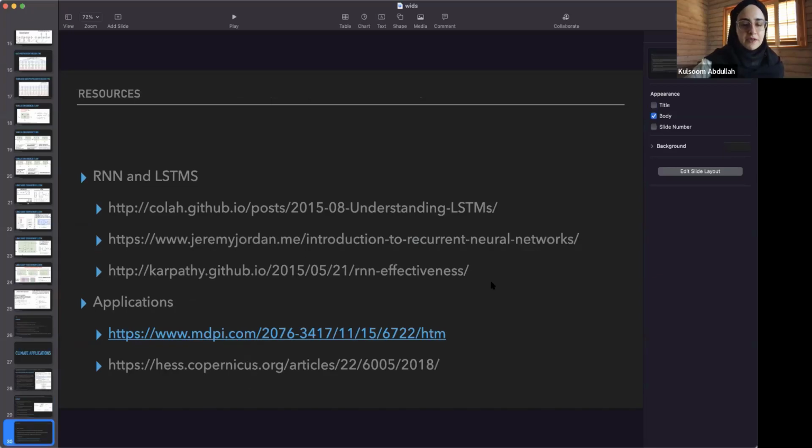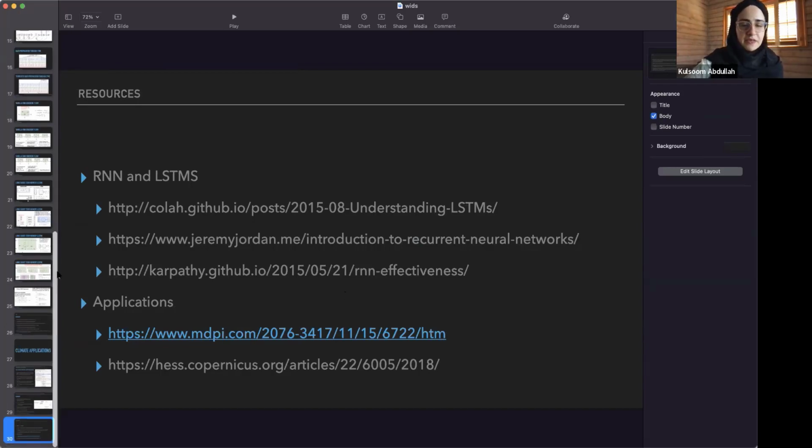Okay, these are some of the references I had in the slides, if you'd like to look further into LSTMs and generally about RNNs, and then I have links to the last two papers. Okay, that is all I have.